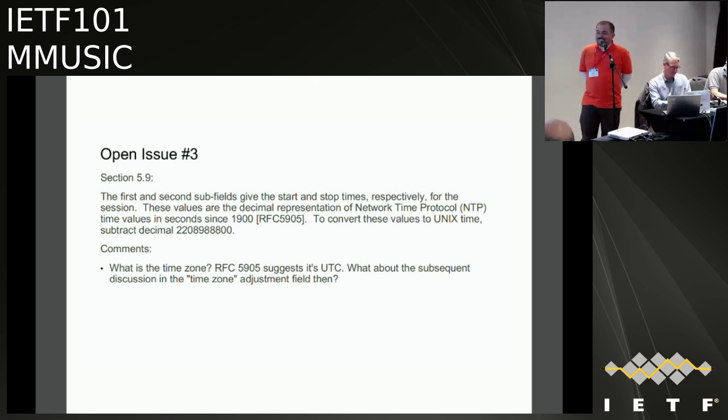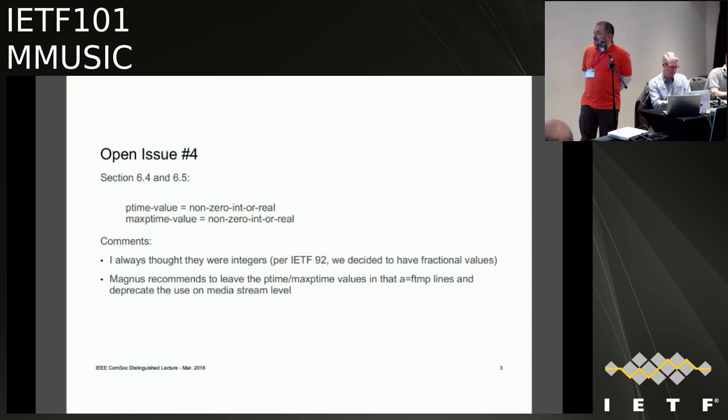All right. Okay. Next slide. That was easy. Okay, issue number four. We have the ptime and maxptime values. We decided in one of the earlier meetings to make these non-integers, floating numbers, fractional values. So that was agreed in a meeting some time ago. But now, I don't see Magnus in the room, but he made a recommendation on the list saying that we should leave the ptime and maxptime values in the a=fmtp lines and deprecate the use on media stream level. Nobody really got back to Magnus on that recommendation on the list, and I wanted to bring this up here in case anybody has a comment on this.